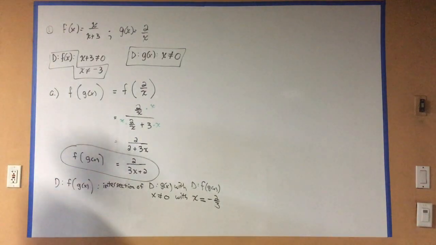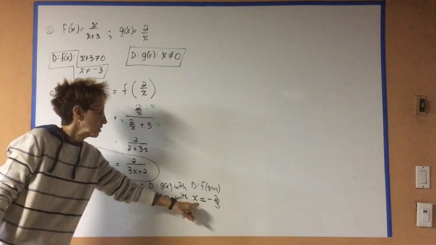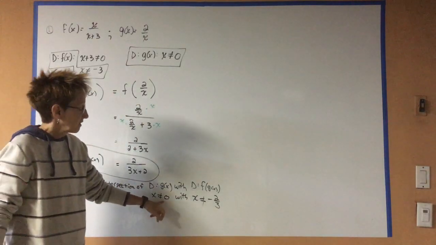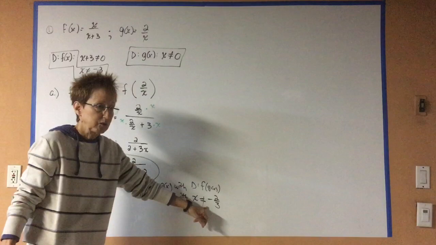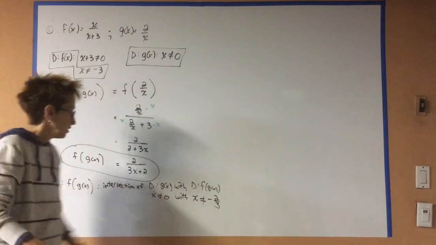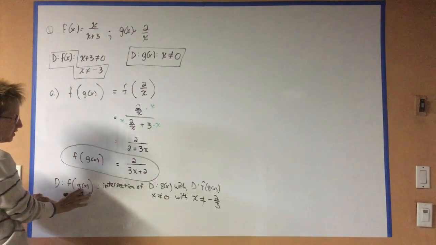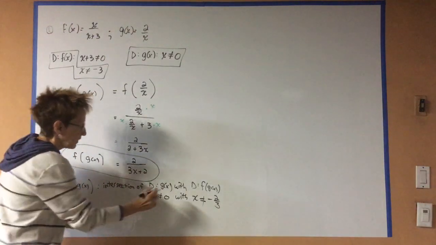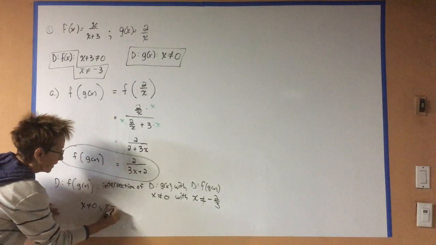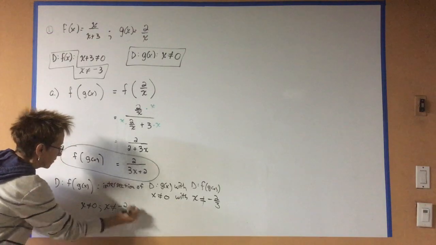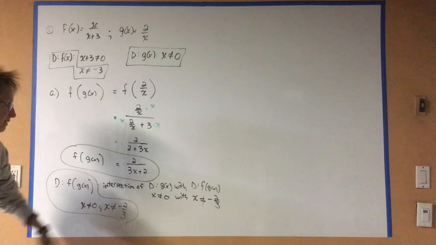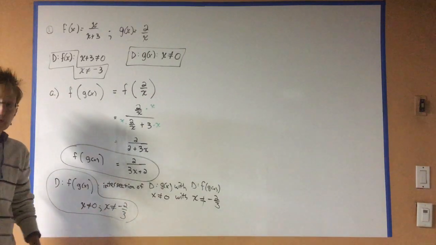So I need to do an intersection of these two restrictions on the domain, which means that this says x can't be 0, this says x can't be negative 2/3, so it's all real numbers except for 0 and negative 2/3. So my domain of f of g of x is going to be x can't equal 0, x can't equal negative 2/3. So I intersected those two, and this is what I got.